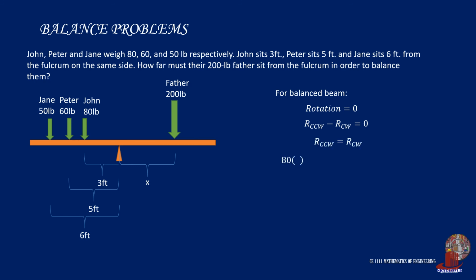So by plugging the values, we get 80 times 3 plus 60 times 5 plus 50 times 6 is equal to 200x. We can simplify the equation as 840 is equal to 200x, and by dividing both sides by 200, x is taken as 4.20 feet. That is the distance the father should sit from the fulcrum.